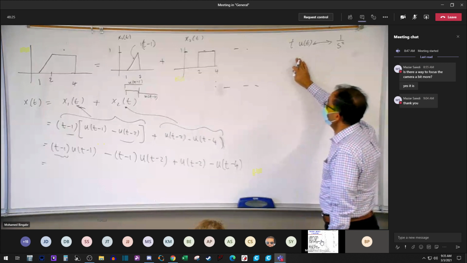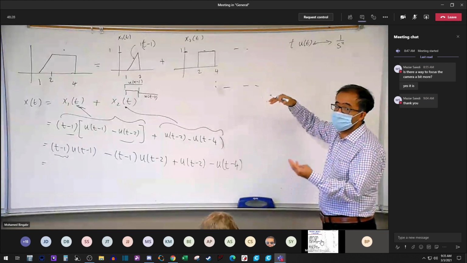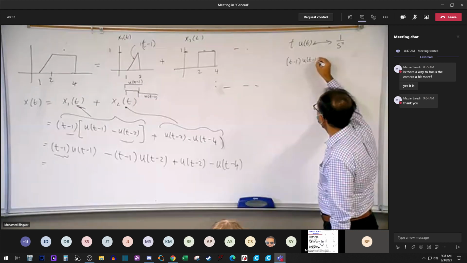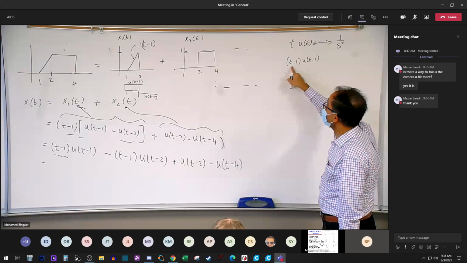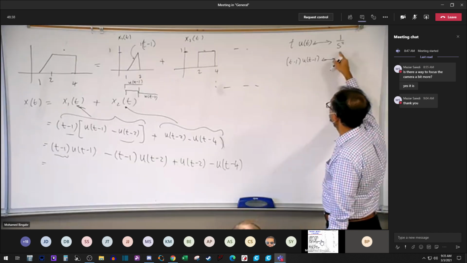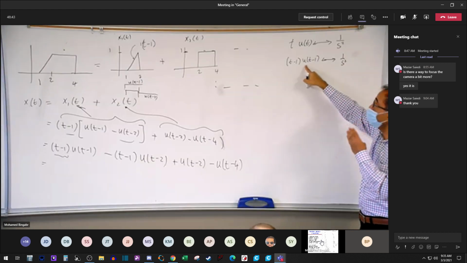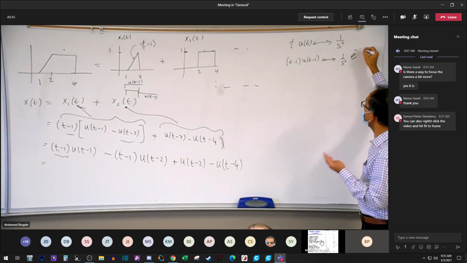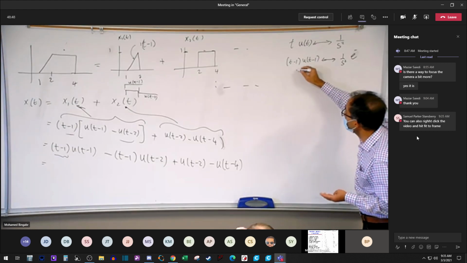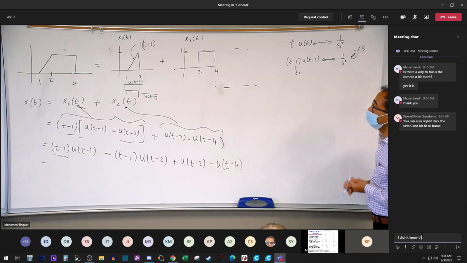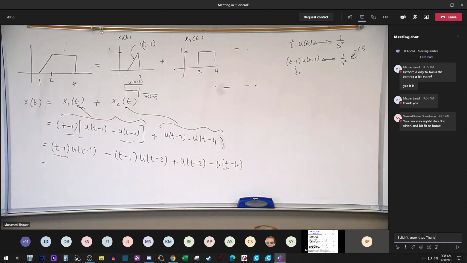So I'm going to use this one, but then I'm also going to use the time shifting property. t minus 1, u of t minus 1 will be the Laplace transform of this one, which is 1 over s squared. But then the shift by 1 unit is e to the minus s t0. So I'm also using this shifting property.